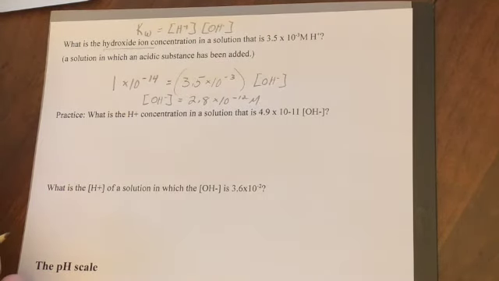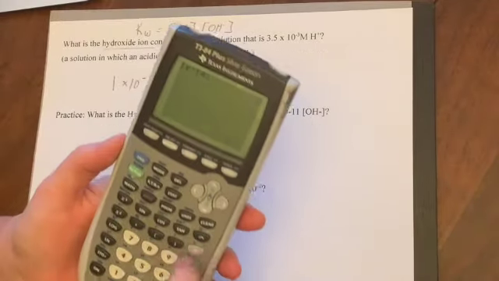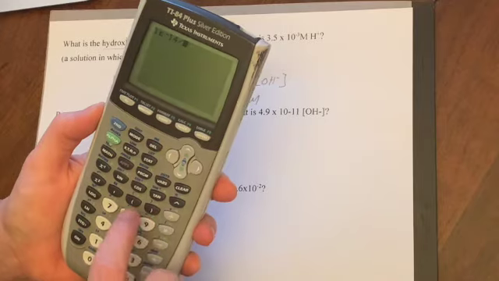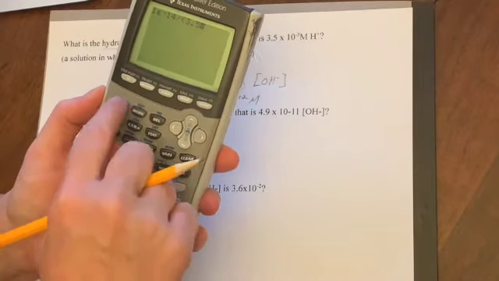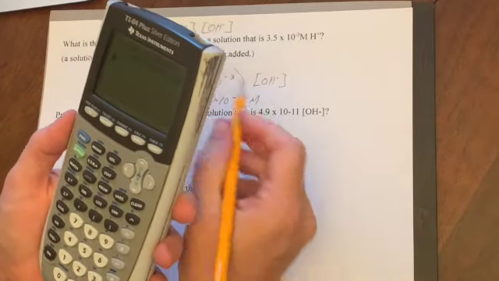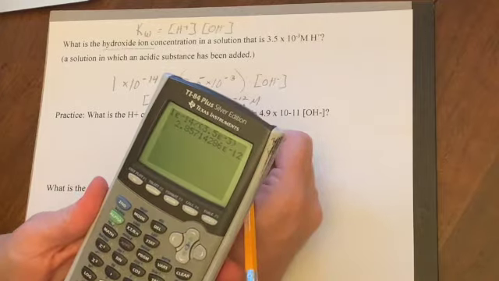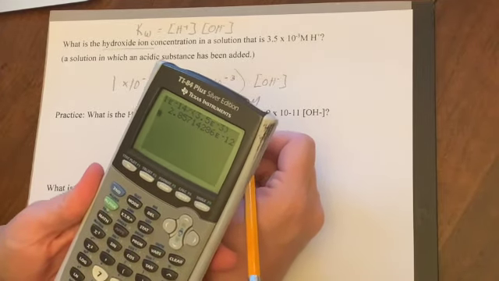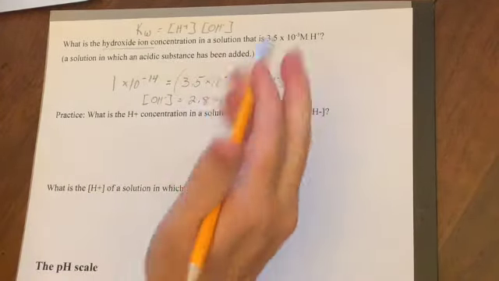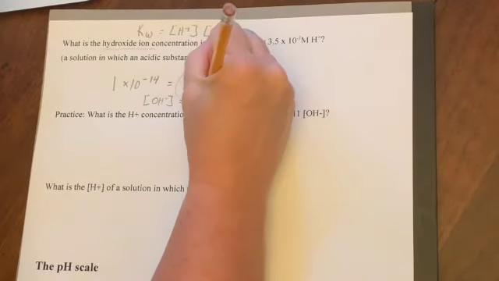Again, we're just going to go 1 second E, negative 14, and divide that. I like to use parentheses in the bottom, 3.5, second E, negative 3. And that gives us about 2.8. If you rounded that to 2.9, that's totally fine, times 10 to the negative 12th. Actually, that should be 2.9. So we'll go 2.9 times 10 to the negative 12th.